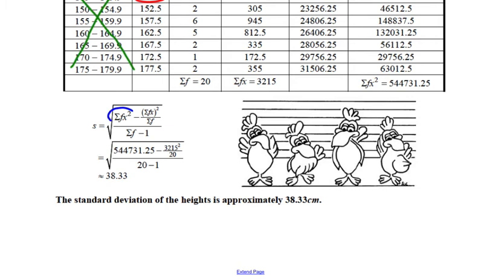So we have the sum of f times x squared, there it is, minus the sum of f times x, and we're going to have to square that. Make sure you square it. Then we have the sum of our frequency, minus 1. Throw it all into your calculator. Take your time, be careful, and you get approximately a standard deviation of 38.33. So the standard deviation is 38.33 centimeters.